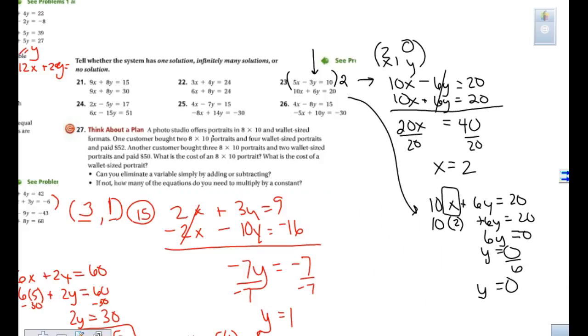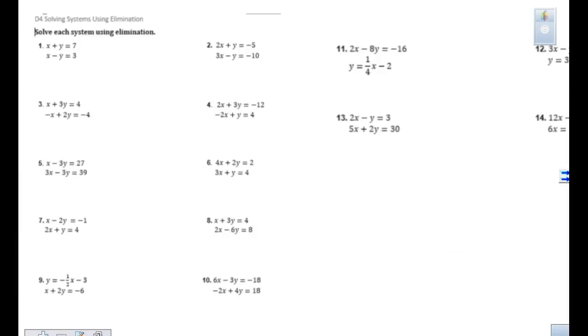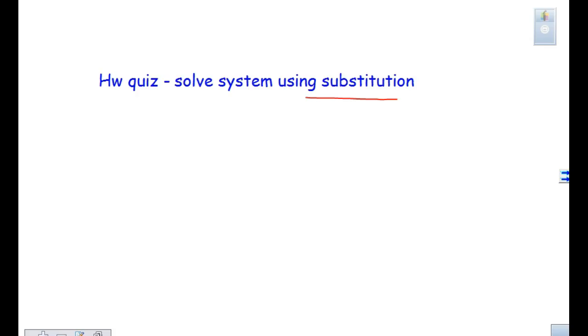Any other questions as you are looking at this page? Okay, so today we're going to do more of the same. Today we're going to look at the worksheet for this lesson, which is D4, and we are going to take that homework quiz, and I think we're going to do the homework quiz prior to lunch. So we're going to do that right now.